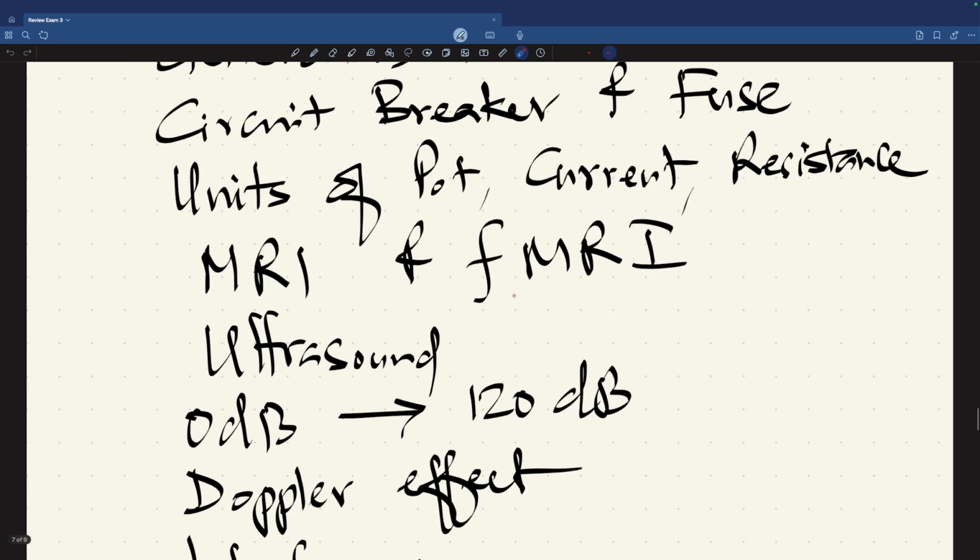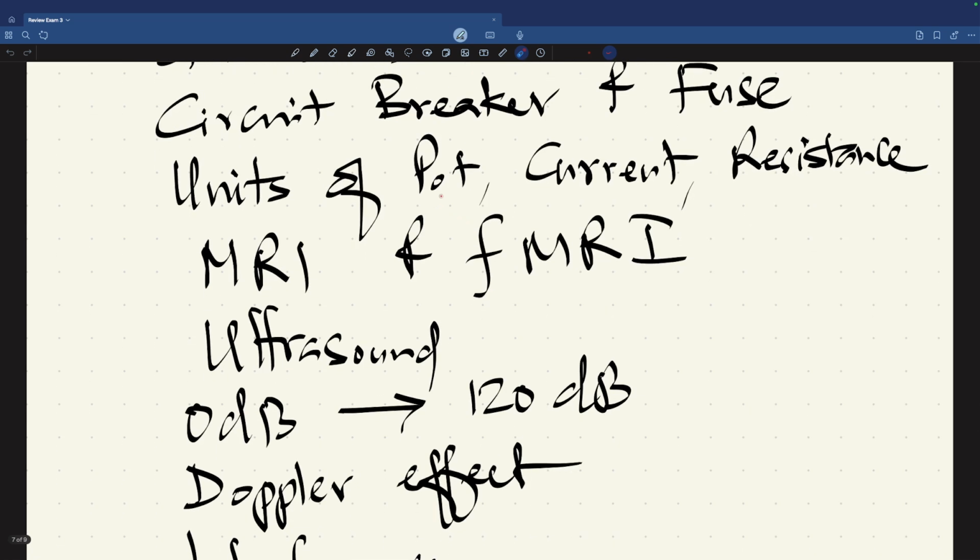All right, and then you have to know the units. Electric potential, the unit is volt. What's the unit of current? Ampere. What is the unit of resistance? Ohm. So volt, ampere, and ohm.